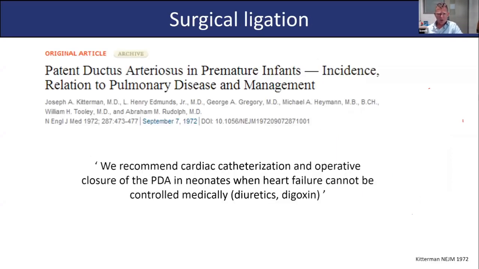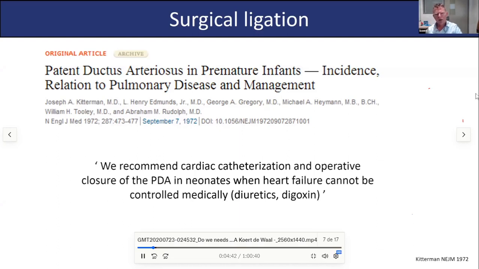So surgical ligation was the only tool we had before indomethacin came out. This is one of the key papers which describes how to deal with surgical ligation in preterm infants with a PDA. This is a group of pediatric cardiologists, major names in pediatric cardiology, Rudolph, Hyman, Kitterman, and they describe that we recommend cardiac catheterization and operative closure of a PDA in neonates where heart failure cannot be controlled medically. And medically at the time was diuretics and digoxin.